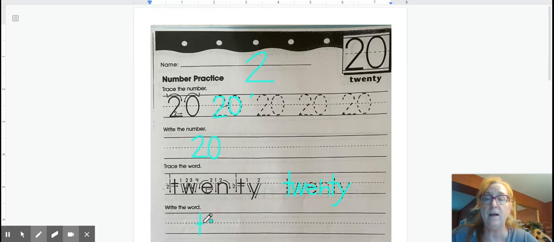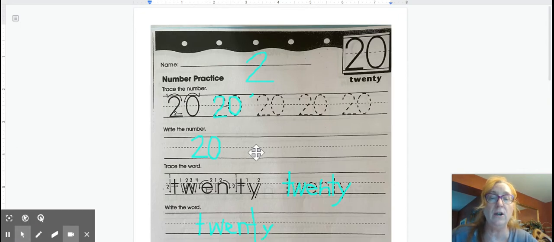T, W, E, N, T, oopsie, and a Y, which sounds like an E. Twenty.